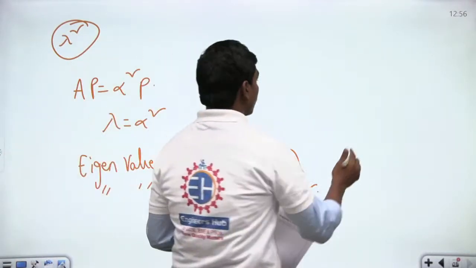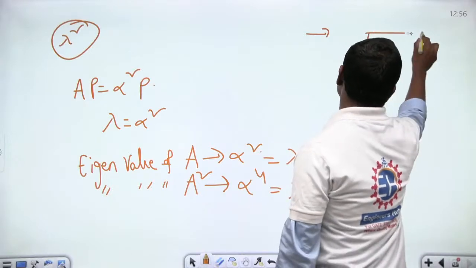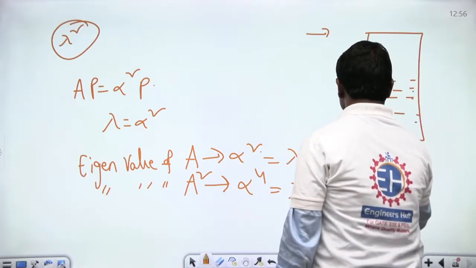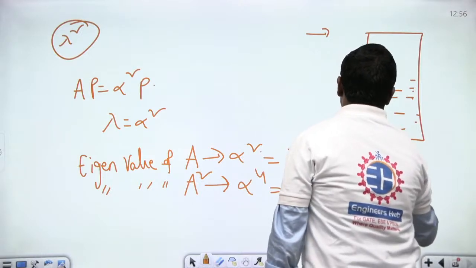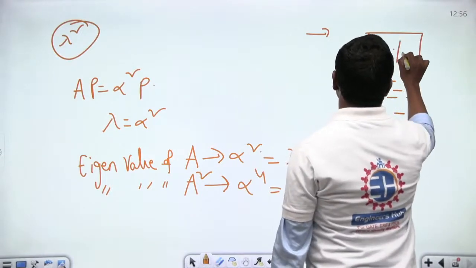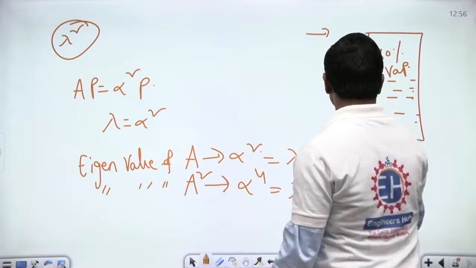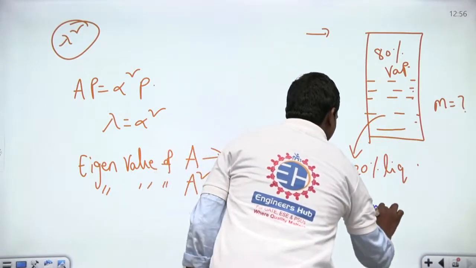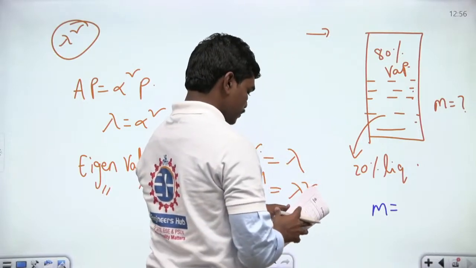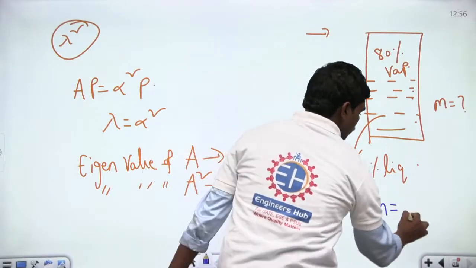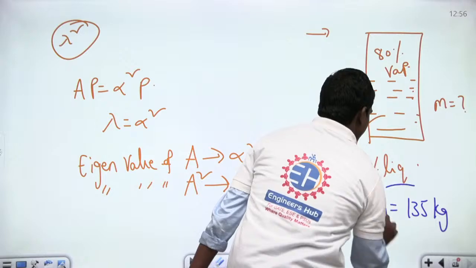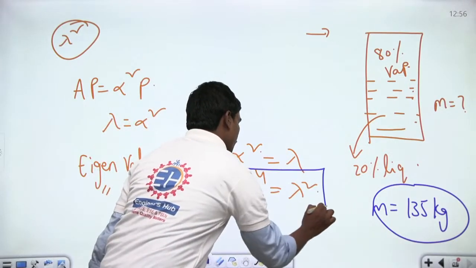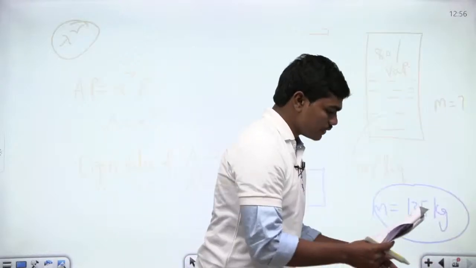And in thermodynamics, we have one more question. In a tank, there is a mixture of 20% liquid and 80% vapor, correct? They are asking for the total mass inside the system. For this question, the answer is that the total mass inside the system is equal to 135 kgs. Okay, so the answer for this is 135 kgs, and the answer for the previous one is alpha power 4. Okay, next, let's go quickly for the other questions.